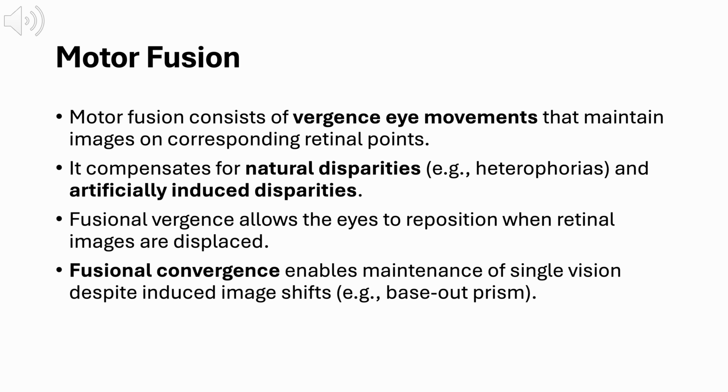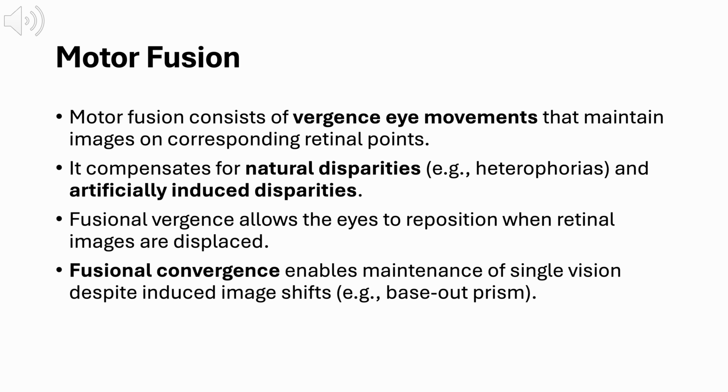Now we shift from sensory fusion to motor fusion, which is how the eyes actively help maintain single vision. Motor fusion is made up of vergence eye movements that keep images falling on corresponding retinal points. When small misalignments exist, whether they're natural, like a heterophoria, or artificially created, like with prisms, motor fusion steps in to correct them.